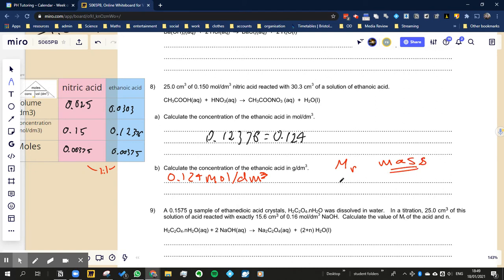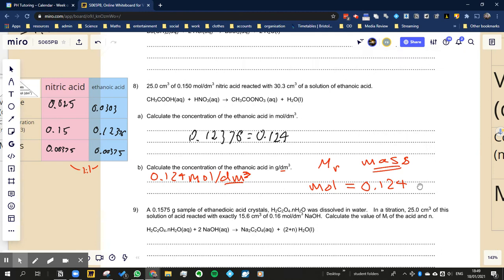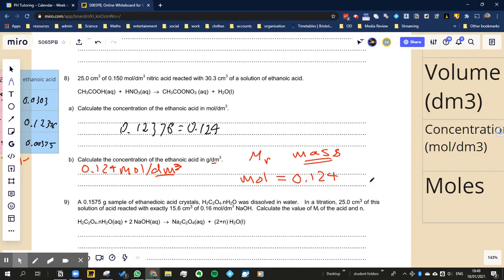And we're going to find out the molar mass using the periodic table, and we already know the number of moles. And this is in decimeter cubed, right? So in 1 decimeter cubed, so that we don't need to worry about. So the moles is equal to 0.124. So let's remind ourselves, how do we relate those three things? The mass is going to be equal to the moles multiplied by the molar mass.